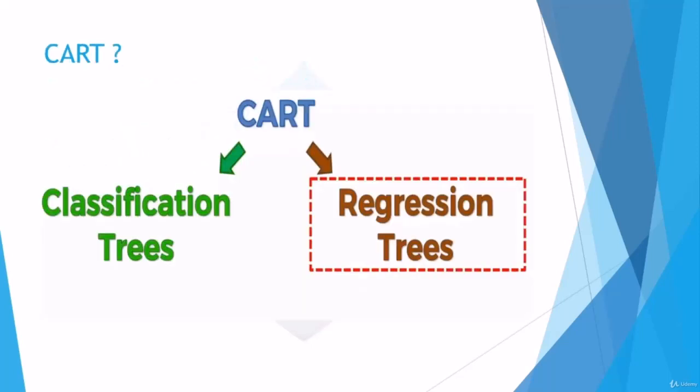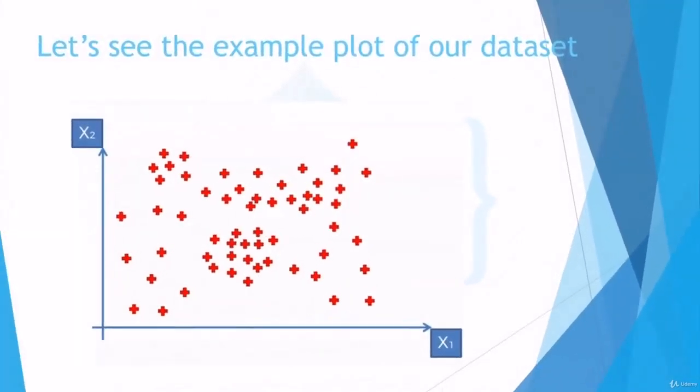Now here you can see the term CART, C-A-R-T, which represents classification trees and regression trees, because decision trees can be used in both classification and regression. So in this session we are learning about regression trees. So let's see an example plot of data points plotted on the x and y axes. As you can clearly see in the plot, the points are not in a linear relationship, they are randomly scattered and are non-linearly related to each other.